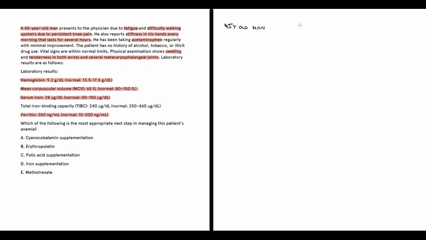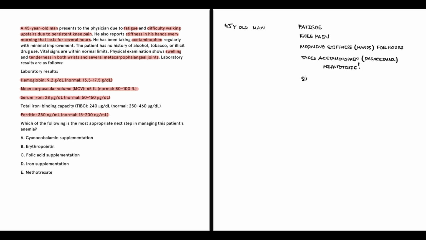His major complaints are fatigue, knee pain, and morning stiffness in his hands that lasts for hours. And prolonged morning stiffness tells us about inflammatory arthropathy. He takes acetaminophen, which is also called paracetamol. Once we see acetaminophen, we always keep in mind that it's an extremely hepatotoxic drug.